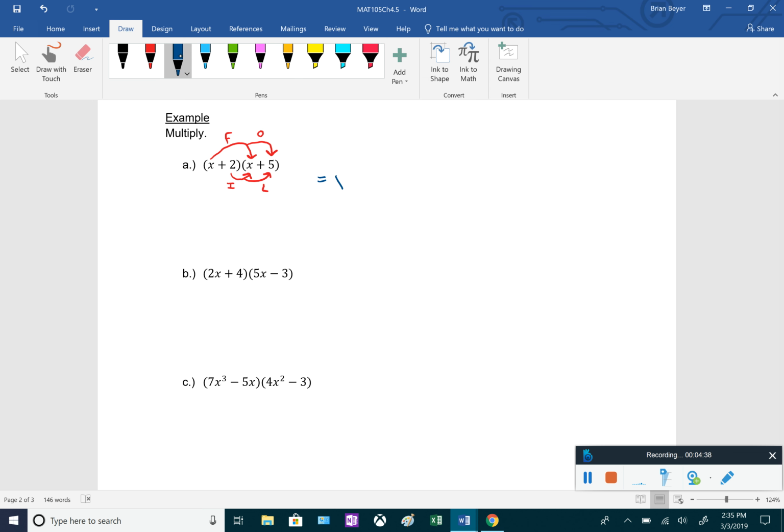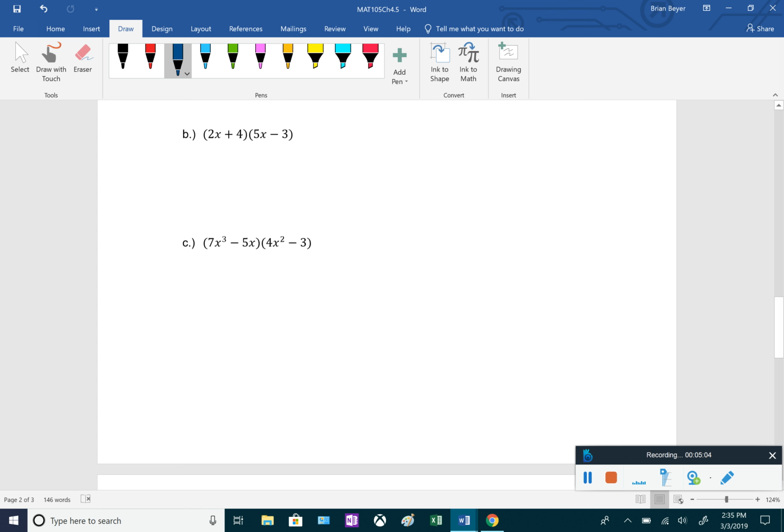So x times x is x squared, plus x times 5 is 5x. Now multiply the 2. 2 times x is 2x. 2 times 5 is 10. So we're adding all these together like I mentioned before. We have to combine like terms now. 5x plus 2x is 7x. So we get x squared plus 7x plus 10.